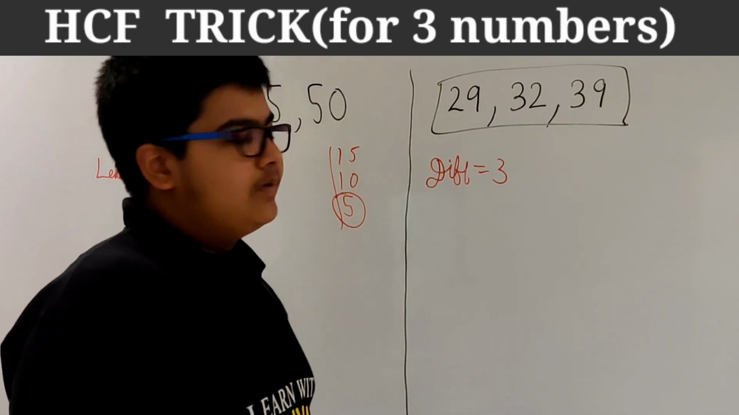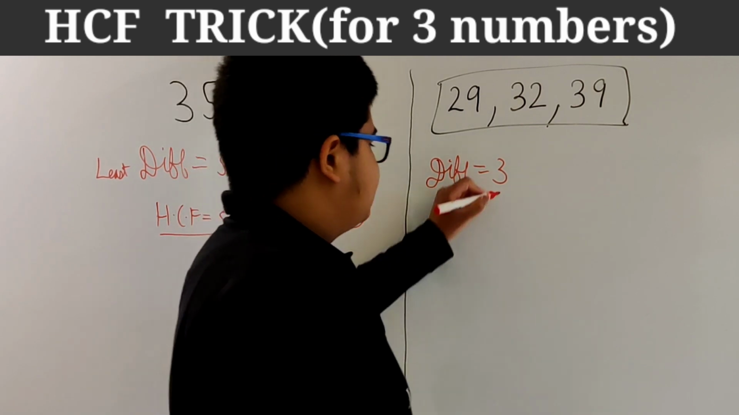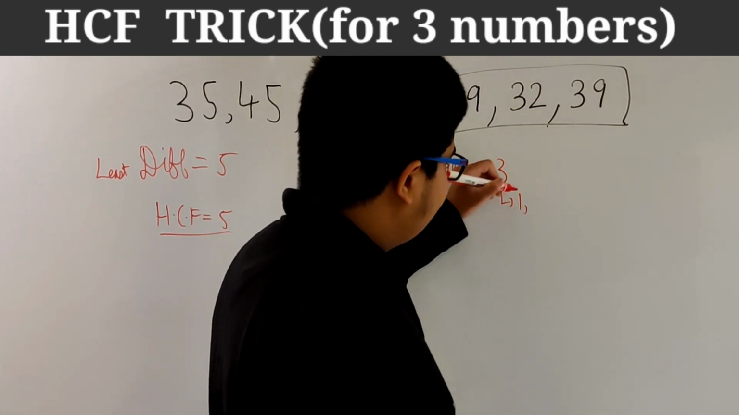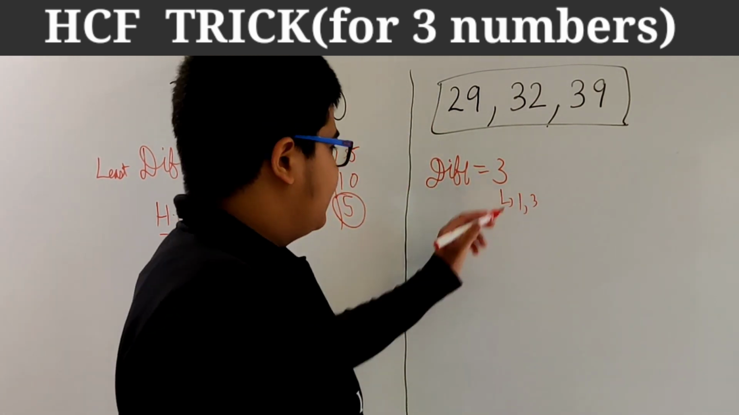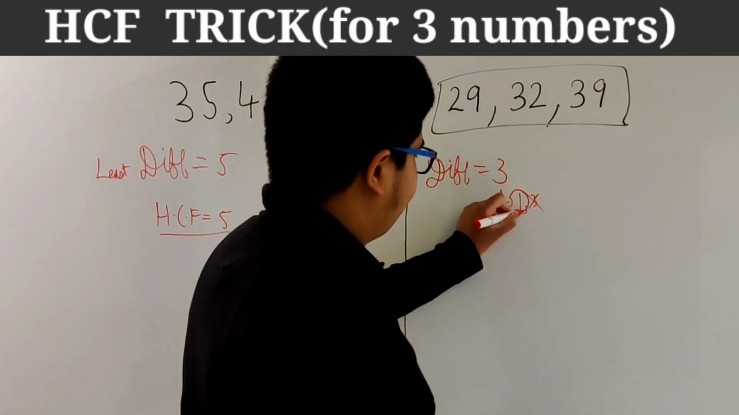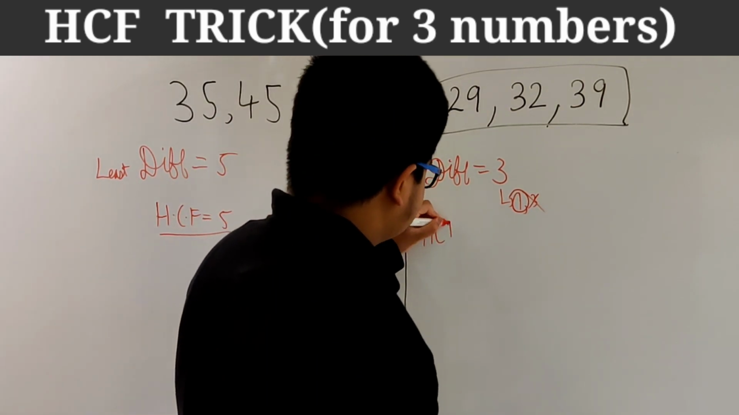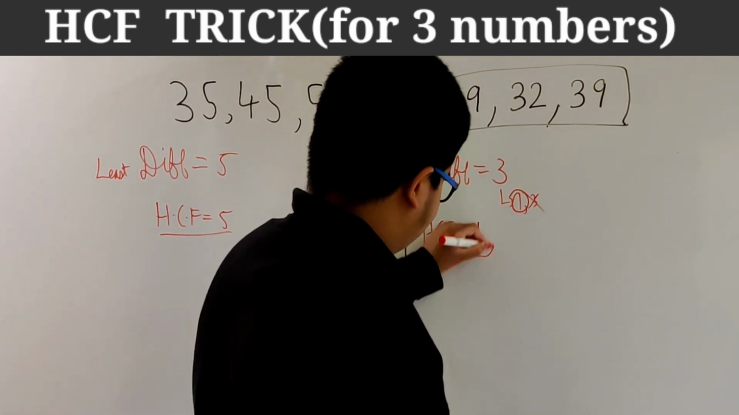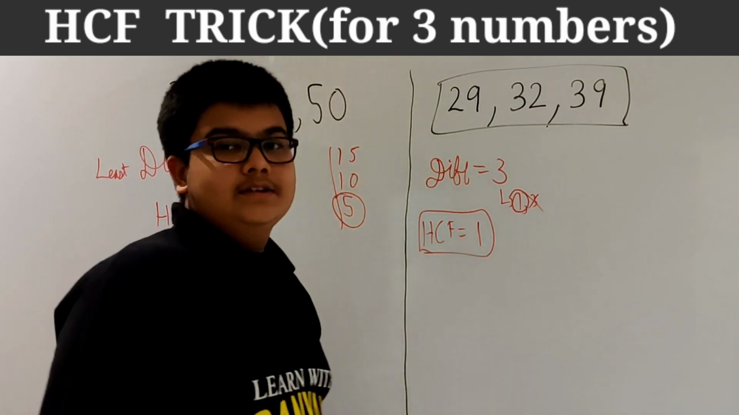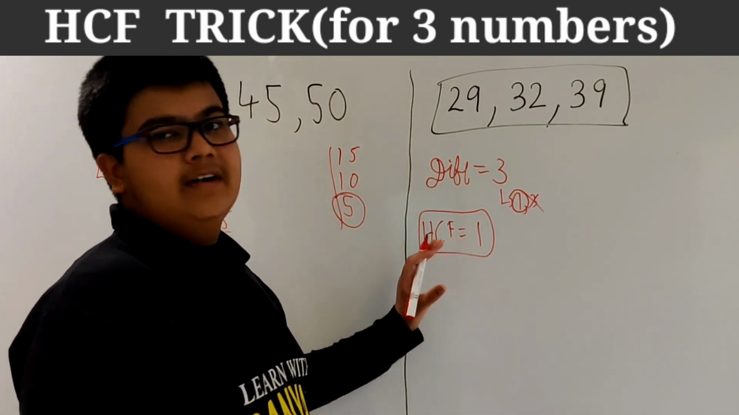So what we will do? We will find the factors of 3. So as 3 is a prime number, this means that its factors will be just 1 and 3. Now 3 is not divisible by these numbers. So we are left with just 1. This means that the HCF of these 3 numbers will be 1. So in such a case, when we are not getting any other factor, then we will take 1 as the HCF.